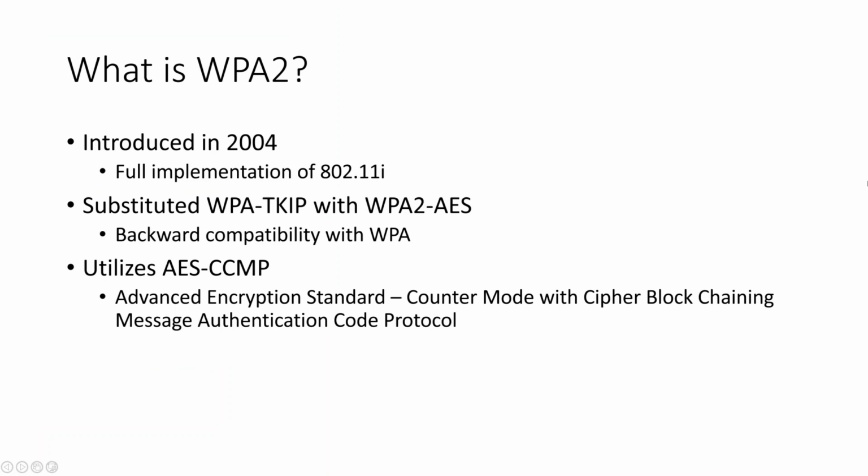So what is WPA2? It's Wi-Fi Protected Access. It was introduced in 2004, and it came with the fully implemented 802.11i, and it substituted the original WPA, which substituted WEP, and it uses AES encryption and is backwards compatible with WPA. It utilizes the Advanced Encryption Standard.